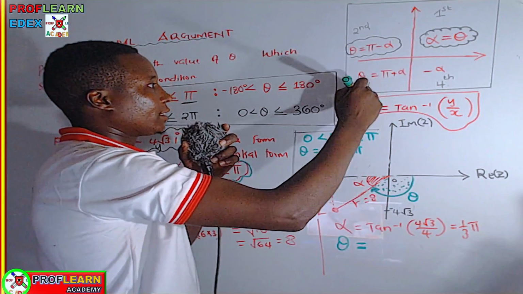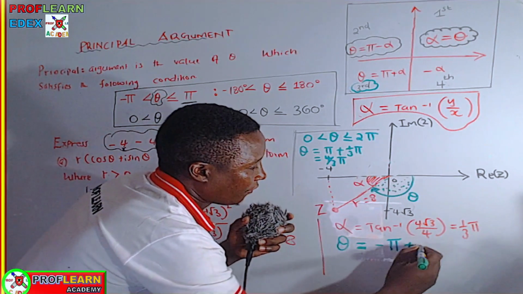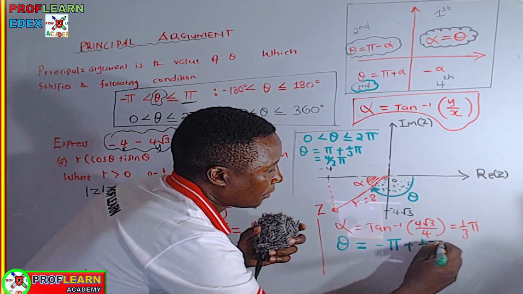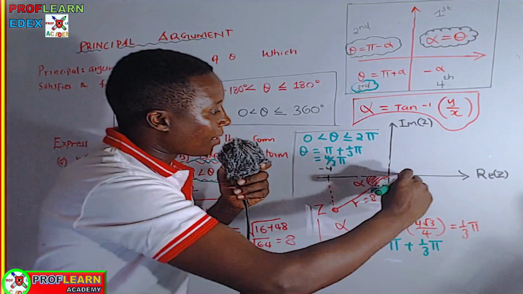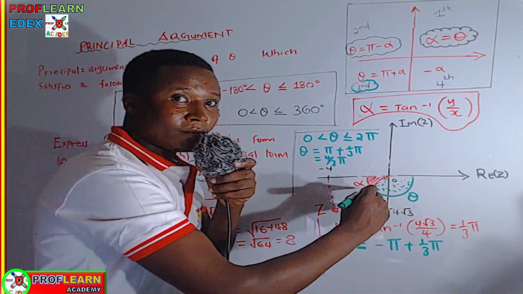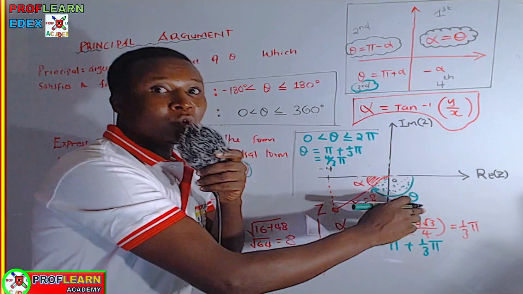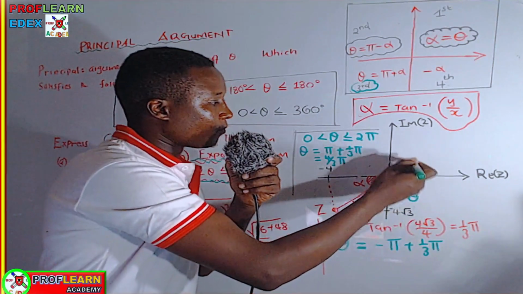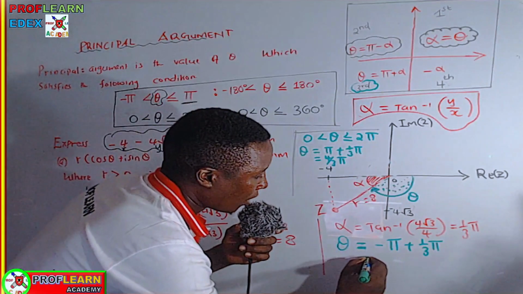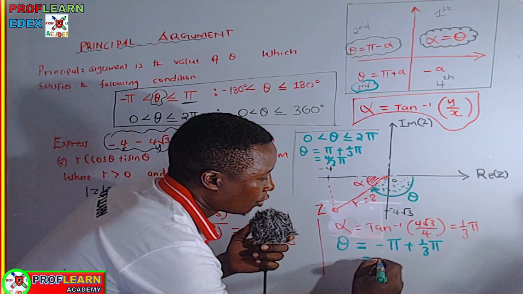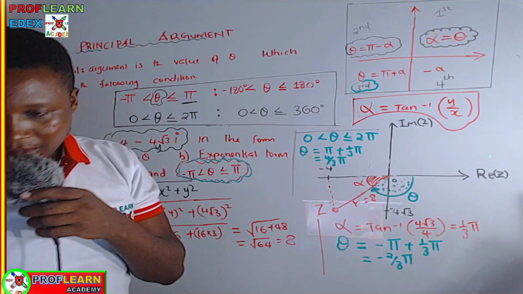Now this is in the third quadrant. So that will mean negative pi plus alpha, and our alpha is actually 1 over 3 pi. The reason we are saying it's negative pi is because we are measuring this angle in the clockwise direction, and when you move clockwise from the real axis, you are getting negative angles. But if you are moving conventionally in the anti-clockwise direction, you are getting positive angles. So if we work this out, we are going to get negative 2 over 3 pi as our answer in this case.